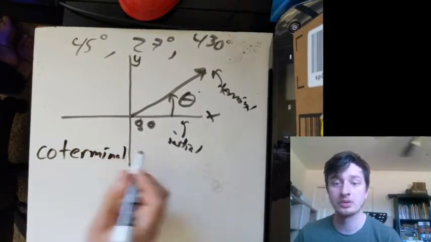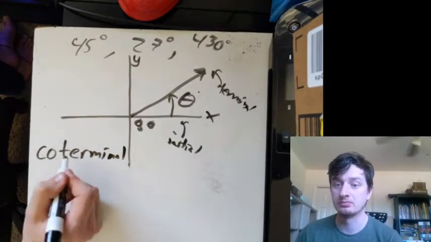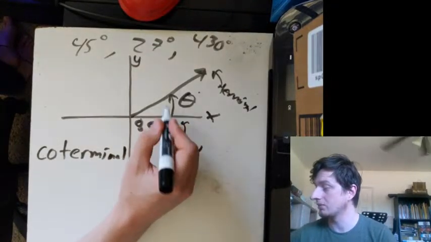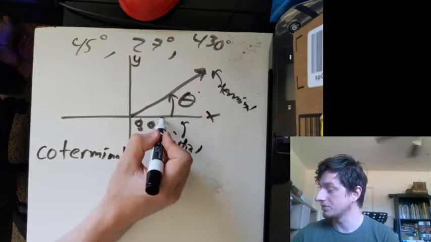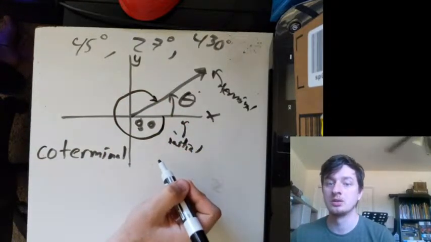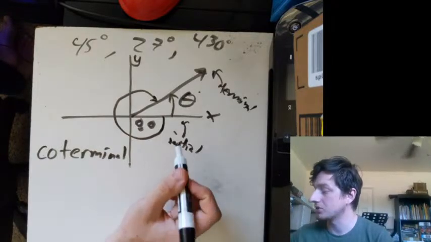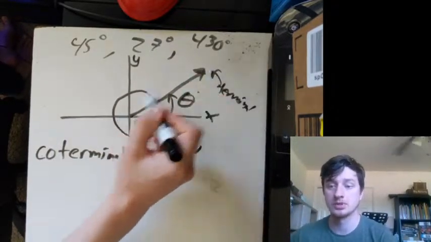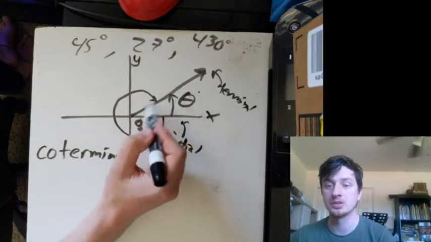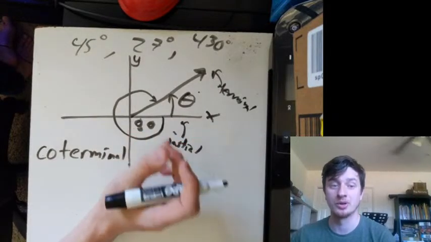Coterminal means they match with the terminal side. In other words, they both end up at the same place. If I go up this way, I can reach this terminal line, and if I go all the way this way, right? Those two angles are going to be the same. They're not the same angle, but they match the terminal side. So I have this obtuse angle and this acute angle, and they both have the same terminal side.